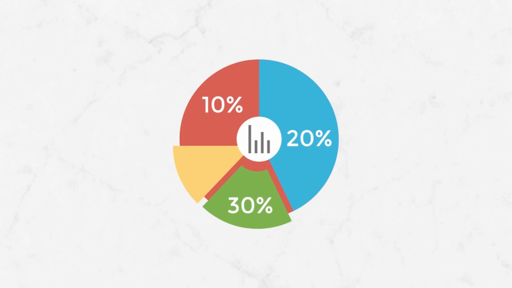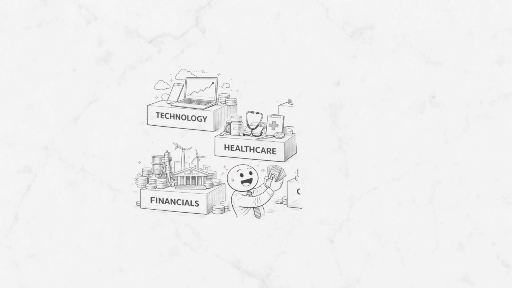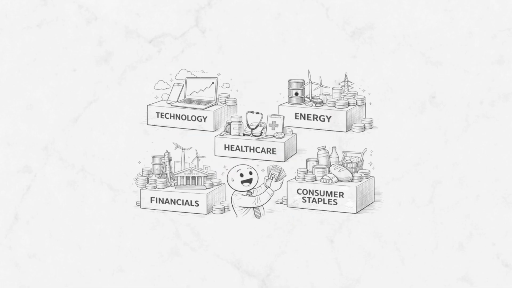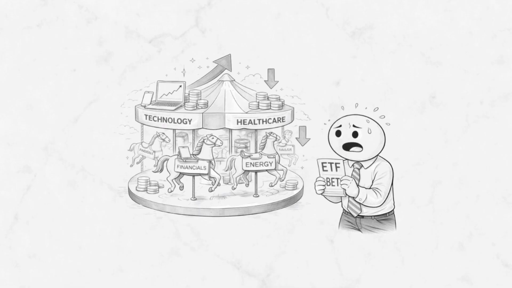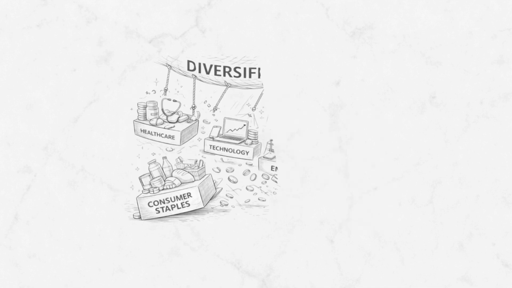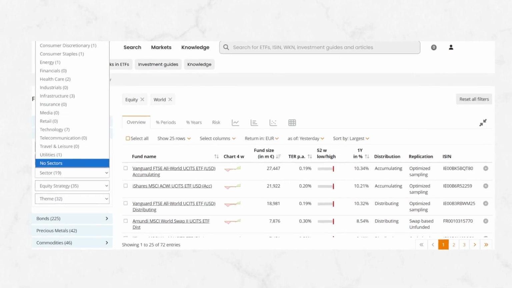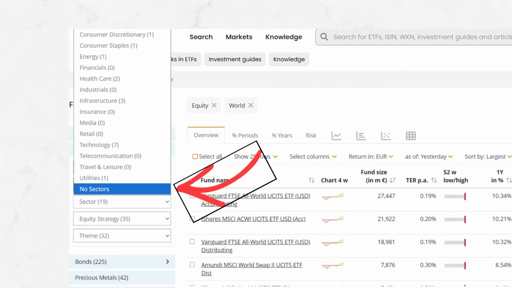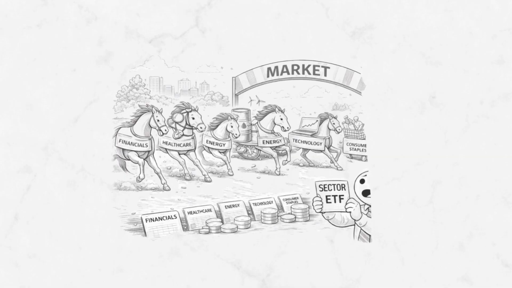Then there's sector. Technology, healthcare, energy. These can all be exciting, but choosing a sector ETF is, by definition, a bet that one part of the economy will outperform the rest. That reduces diversification. For a basic, sensible ETF, it's usually better to select no sector and let the market decide which industries win over time.